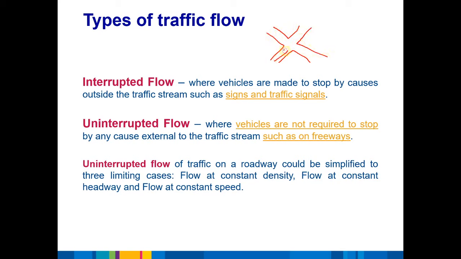If we've got vehicles that want to travel this way and vehicles that want to travel this way, we need some way to separate them in time. So we might use some give way marking here. And the flow here would be interrupted. So this one is interrupted. Uninterrupted flow, this is where vehicles are not required to stop for any reason.